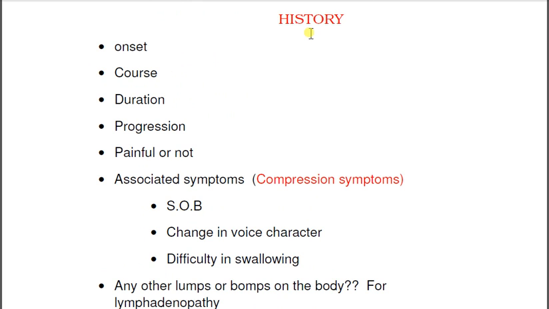The history: like analysis of any complaint, the onset of the neck lump, the course, the duration, the progression, whether this neck lump is painful or not, and associated symptoms, which are the compression symptoms. Very important to ask about the compression symptoms. Why? Because if this patient has compression symptoms, he has to be referred urgently to a surgeon. Compression symptoms: shortness of breath because of tracheal compression, change in the voice character because of vocal cord involvement, and difficulty swallowing because of compression of the esophagus.